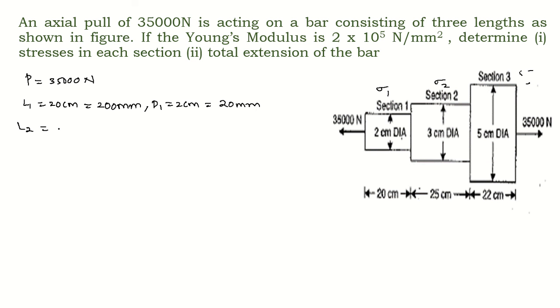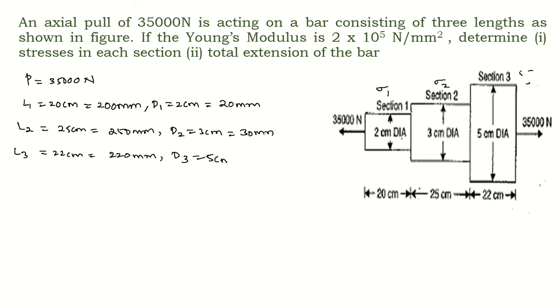Similarly, let's write for L2. L2 is 25 centimeters, so which is 250 mm. So what will be D2? 3 centimeters, which is equal to 30 mm, because 1 centimeter is 10 mm. Similarly, let's write for L3. So L3 is 22 centimeters, which is equal to 220 mm. So from here, next is D3. D3 is how much? 5 centimeters, so which is equal to 5 into 10, 50 mm.